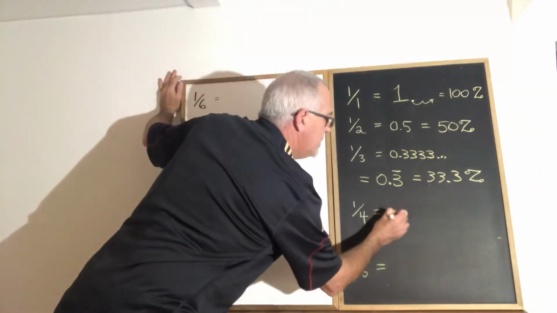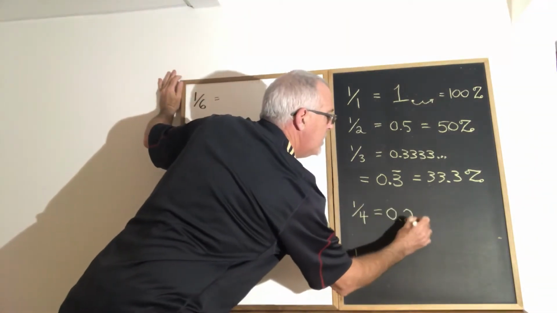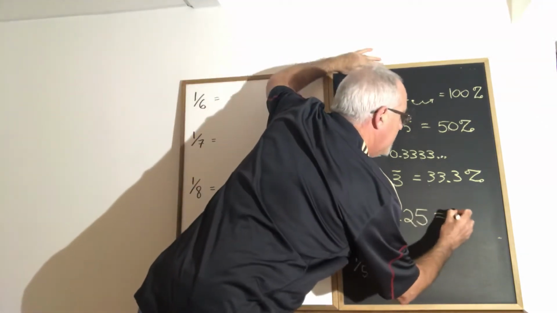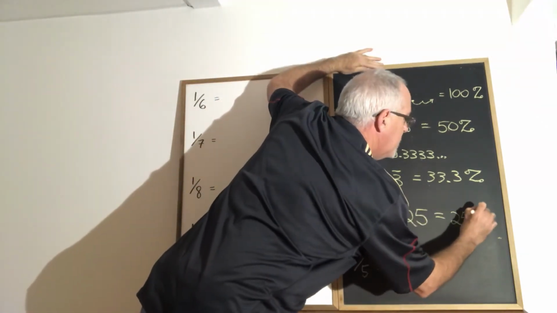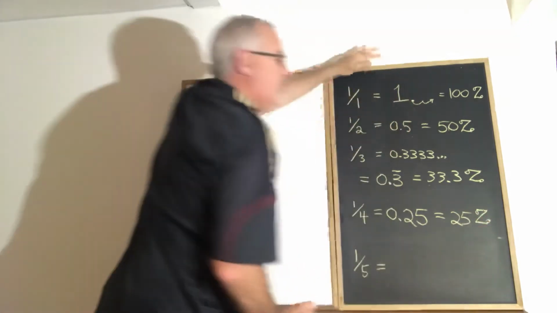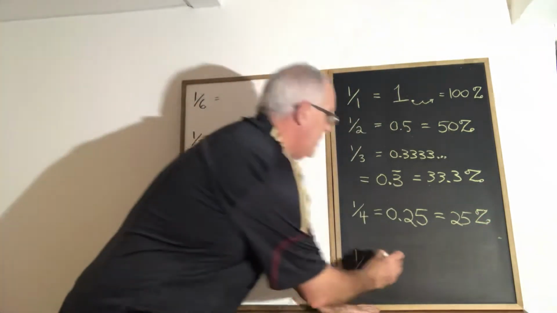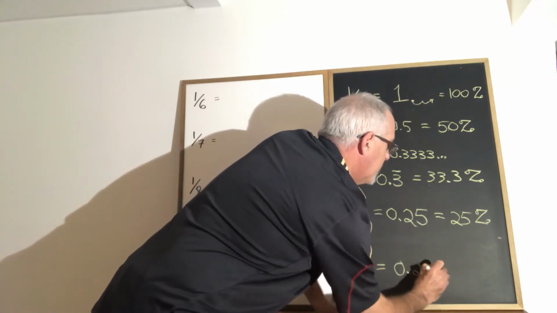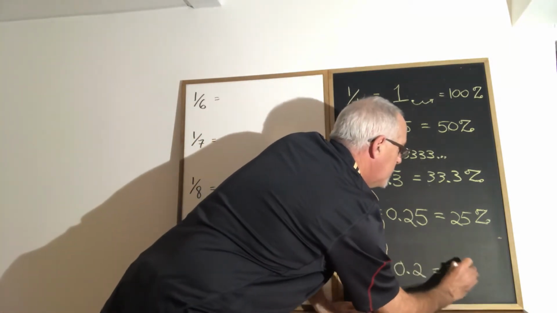1/4 gives 0.25. So we don't have a repeating decimal here. And when we convert to percent, it's 25%. So that's straightforward. 1/5 is also straightforward. It gives us 0.2, and that turns into 20%.